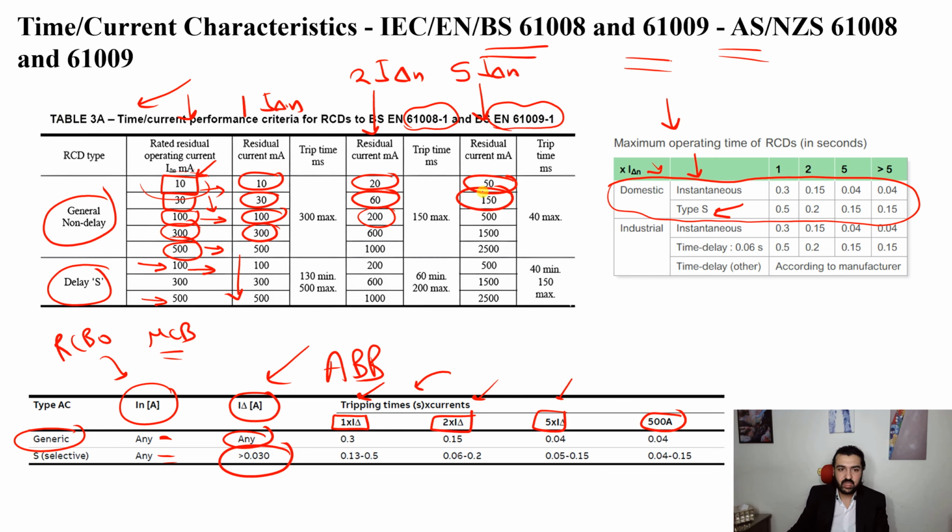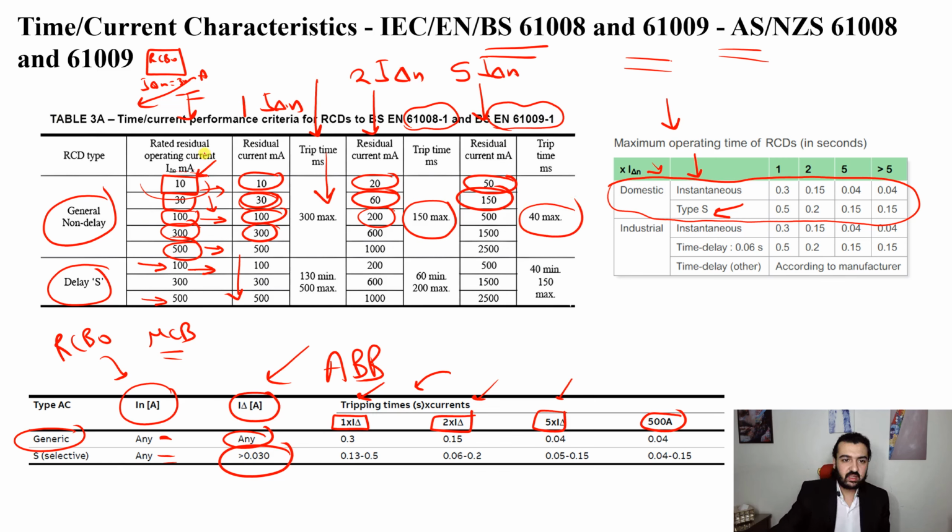What do these values mean? It means this one is the rated value. That's RCPO I delta n equal to 30 milliamperes. What does it want from me? It says the trip time at the same value, at 30 milliamperes, how long it will take to trip. At double the value, at 60 milliamperes, how long it will take to trip. At 5 times or more, how long it will take to trip.